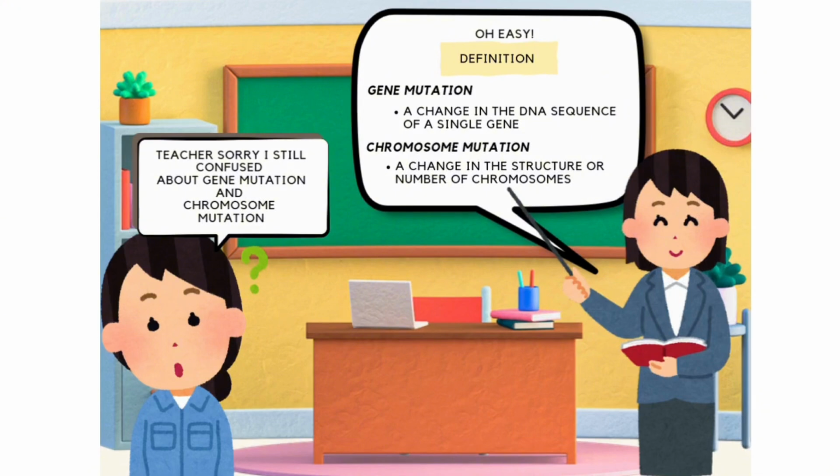Next, for gene mutation and chromosome mutation, many students are confused between these two. Gene mutation is a change in the sequence of nucleotides in a single gene, while chromosome mutation, on the other hand, is a large-scale change in the structure or number of entire chromosomes.